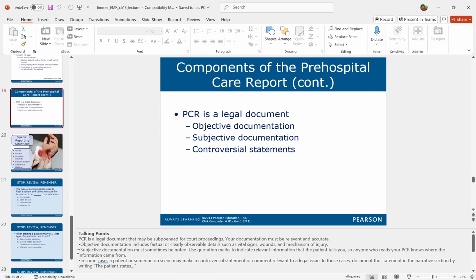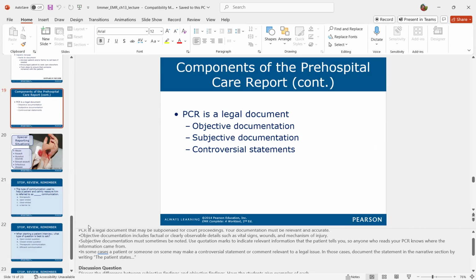The narrative part of this is a legal document that can be subpoenaed into court proceedings. So our documentation has to be relevant, accurate, and objective. Documentation includes factual or clearly observable details like our vital signs, our wounds, the mechanism of injury. Subjective documentation must sometimes be noted, so we use quotation marks to indicate relevant information that the patient tells us. Patient stated this. Patient said something to the effect of this. So anyone who reads the pre-hospital care report knows where the information came from. It came from the patient.